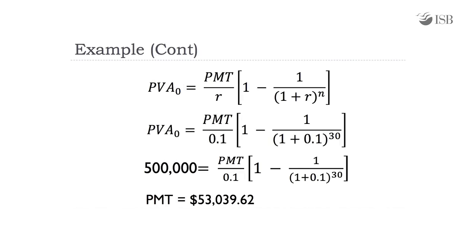We will use the formula PVA sub 0 equals PMT divided by R times (1 minus 1 divided by (1 plus R) raised to the power of n). Plugging all known values, we have 500,000 equals PMT divided by 0.10 times (1 minus 1 divided by (1 plus 0.10) raised to the power of 30). We need to solve for PMT, which comes out to be $53,039.62. You will pay $53,039.62 each year for the next 30 years to pay off the loan.